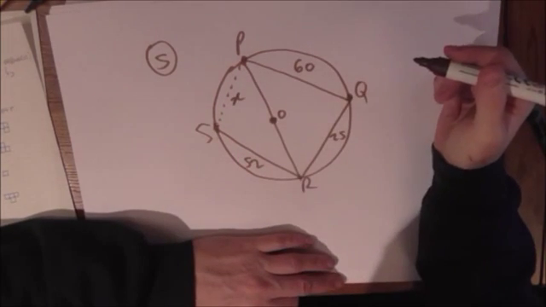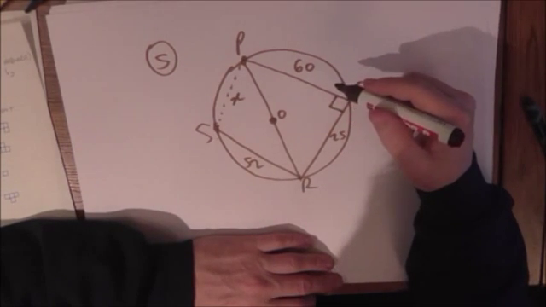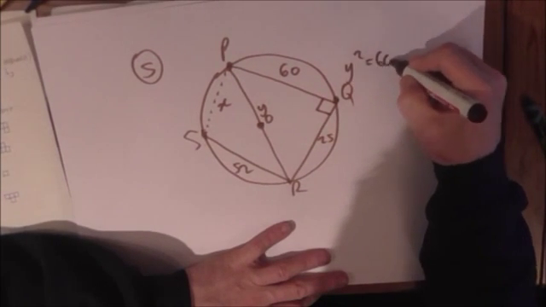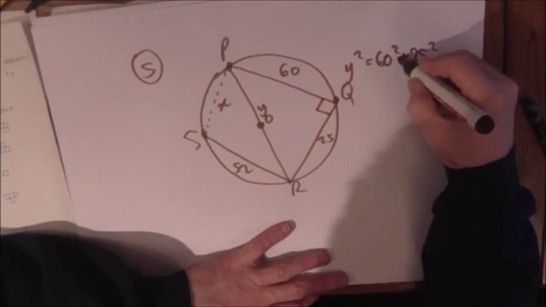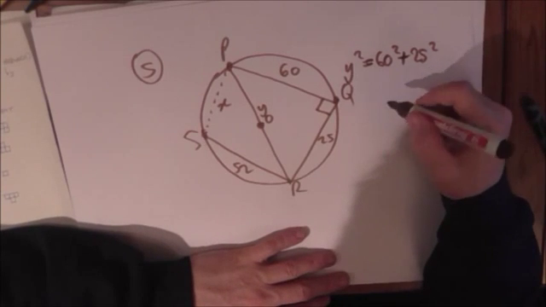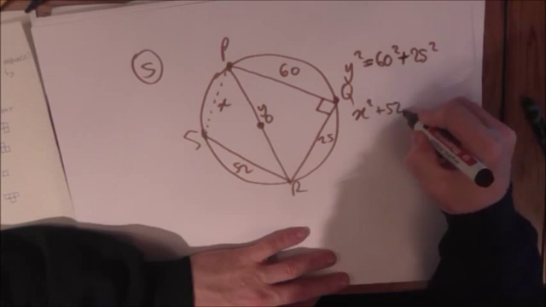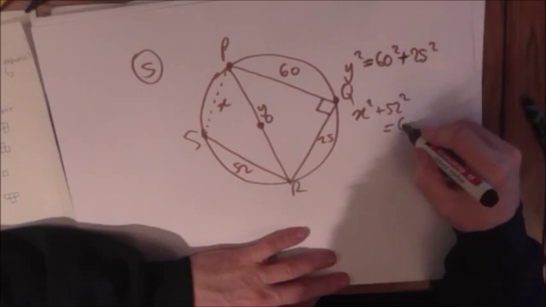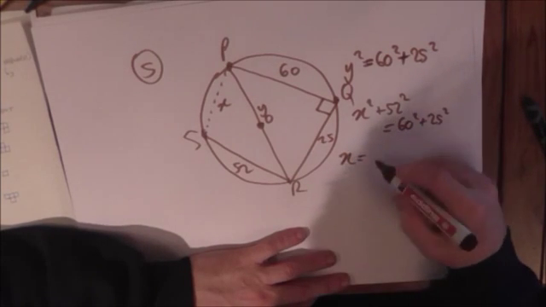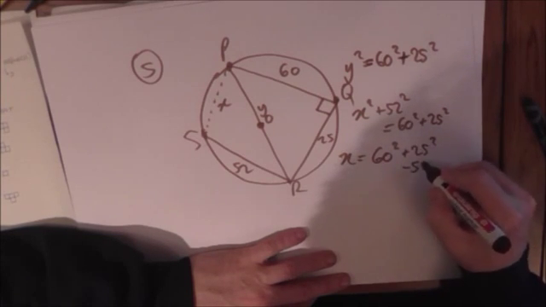Now, where have I seen this before? Oh, this is circle geometry. Circle geometry says that this is a right angle, so now I can use Pythagoras. I'll call that y. So y squared equals 60 squared plus 25 squared. So therefore, also x squared plus 52 squared equals y squared. So therefore x squared equals 60 squared plus 25 squared minus 52 squared.